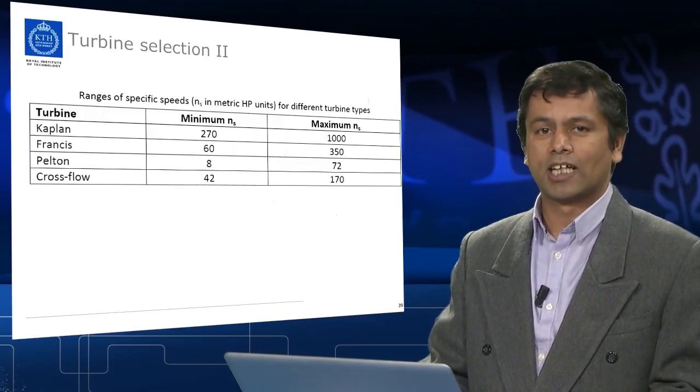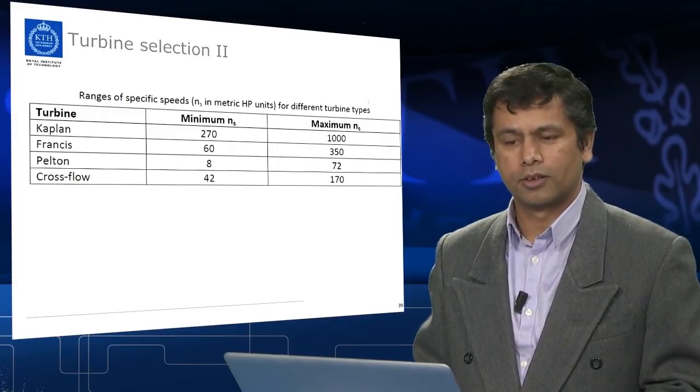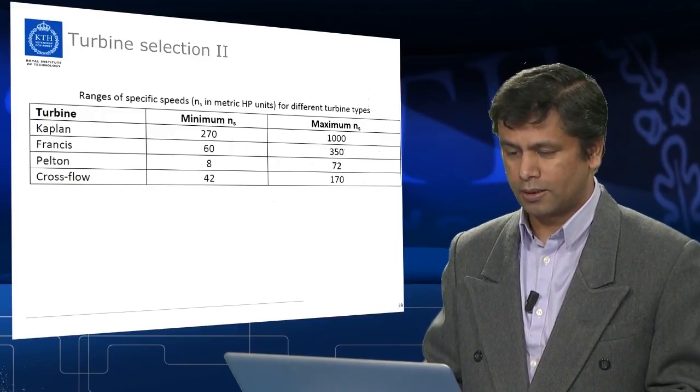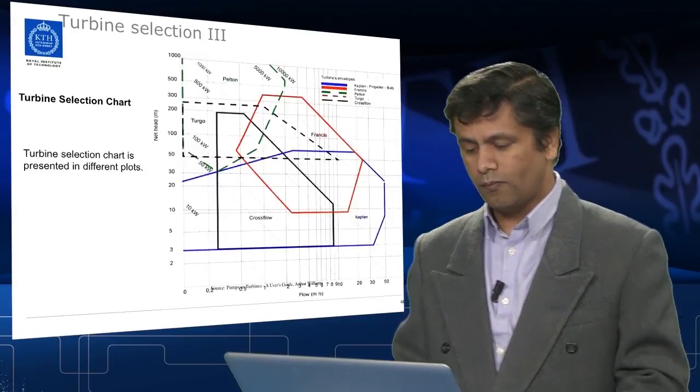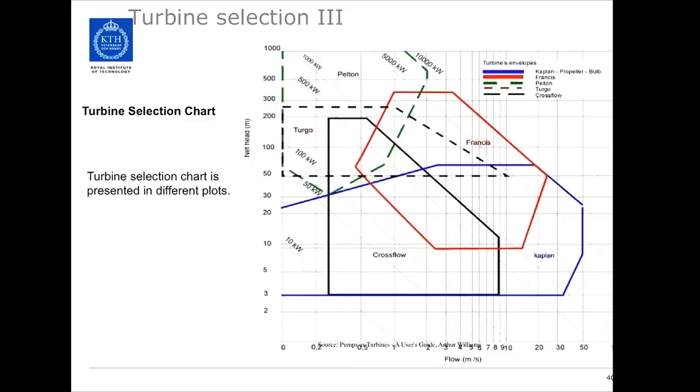There are also charts available to select the turbine size or the type of turbine. Here you can see the turbine selection chart, and now look at this curve. In the x axis you have the flow in meter cube per second, and in the y axis you have net head, and based on the head and the flow, there are different ranges of turbines available. And also you can see that in some range you can have two different types of turbine.